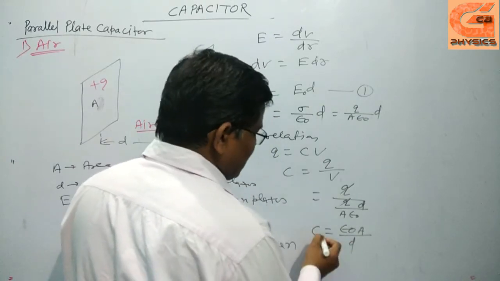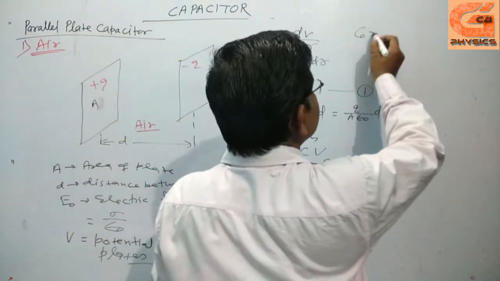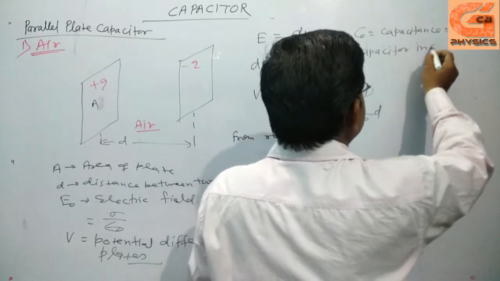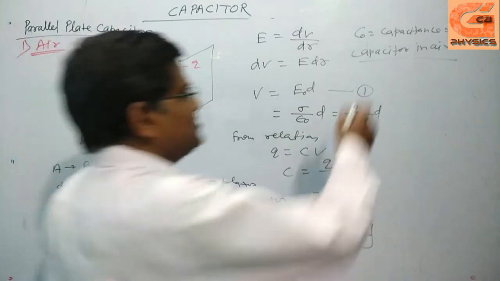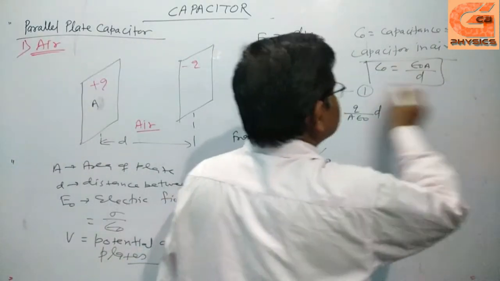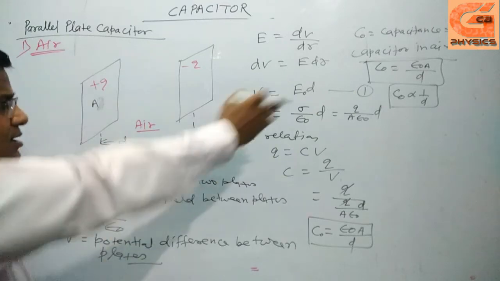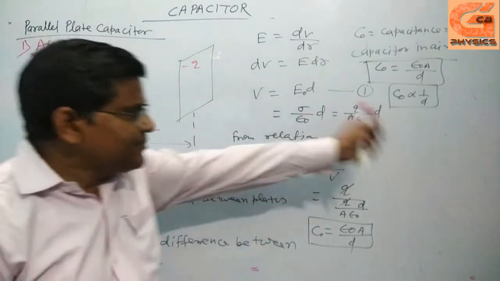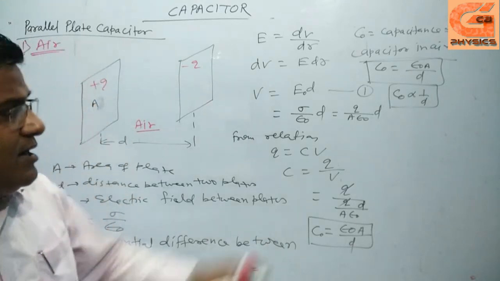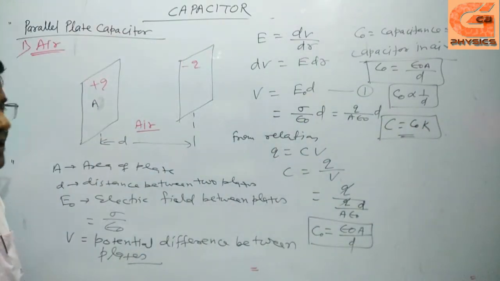That's why it is also called C naught, the capacitance of a parallel plate capacitor in air: C naught equals epsilon naught A by D. This is the value of capacitance. As you know, C naught is inversely proportional to D. If you pull the plates apart, capacitance decreases, and if you increase the area, capacitance increases. If you change the medium, C equals K C naught, meaning the capacitance becomes K times.